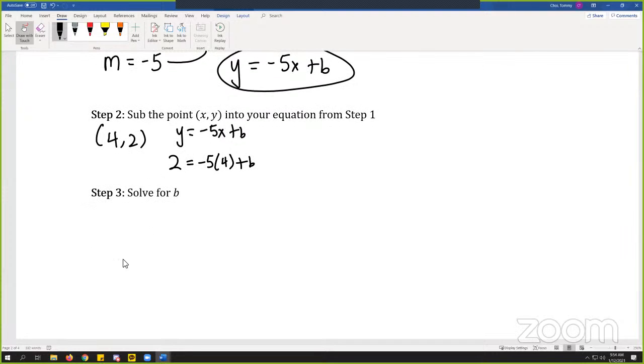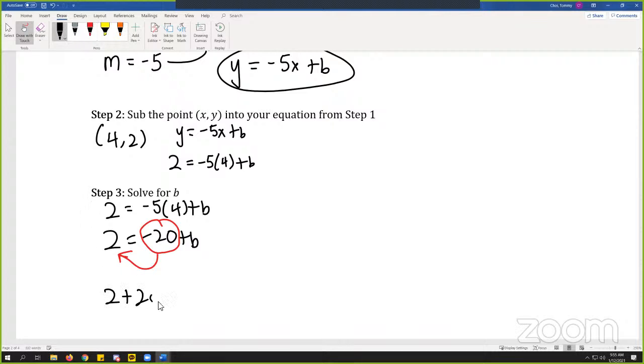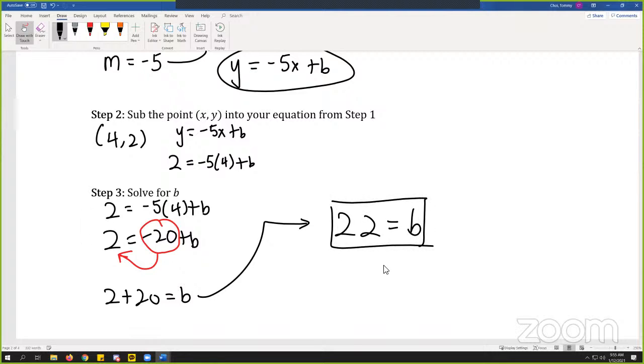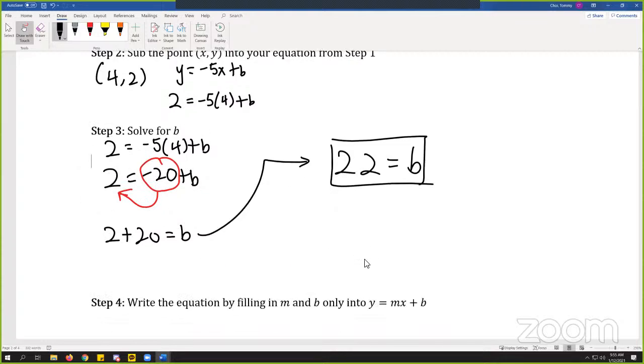Then we're going to solve for b, step 3. So we copy down that equation, and now we can solve for b. We multiply out the bracket first, negative 20. And then we move the minus 20 to the other side. We take this and we move it here. And so we're going to get 2 plus 20 equals b. And so our final answer is 22 equals b.